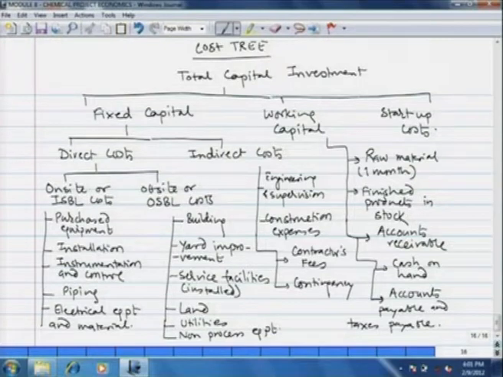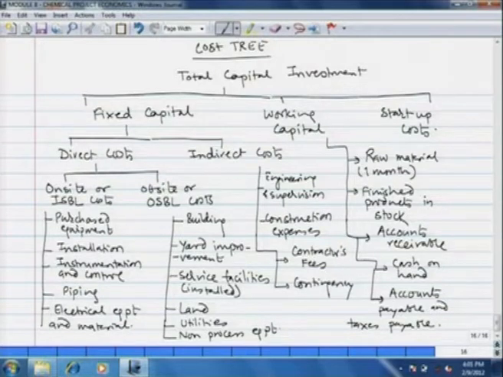Then you need to store them for some time before they are actually transported to the market. Then the accounts receivable: your customers may not pay money immediately, so you have to have some margin for that money that is due. Accounts receivable, cash on hand, this is for salaries, wages, and so on and so forth, and then accounts payable and taxes payable. Okay, so that is the composition of working capital.